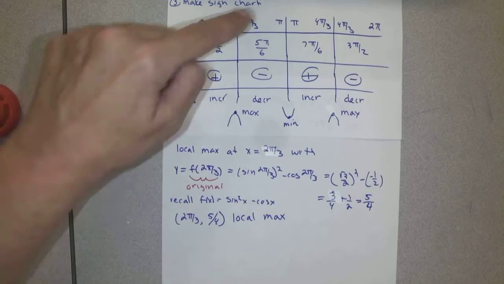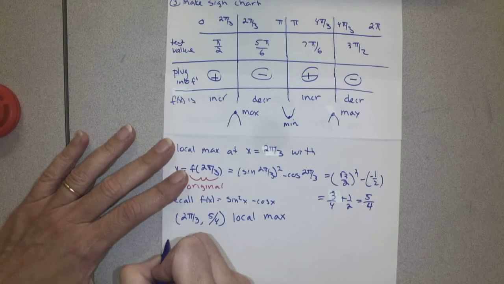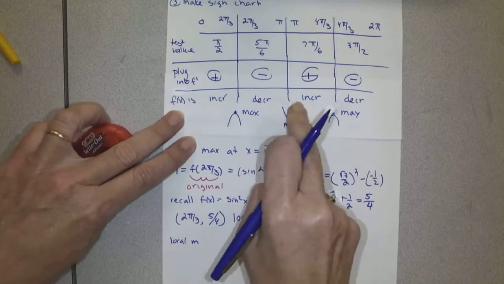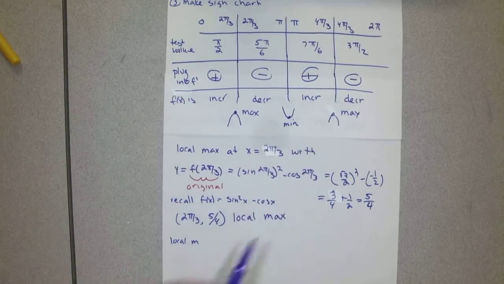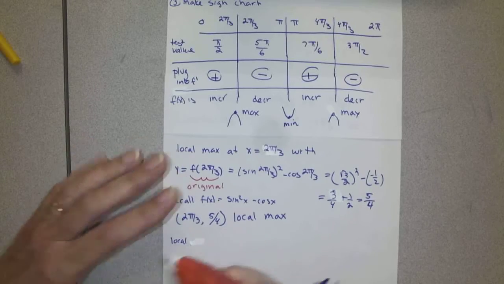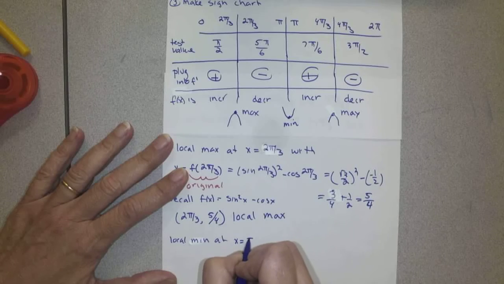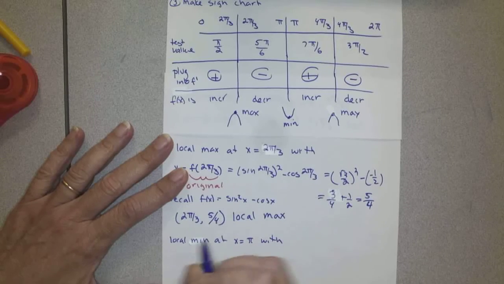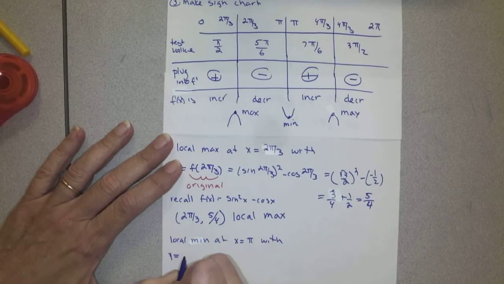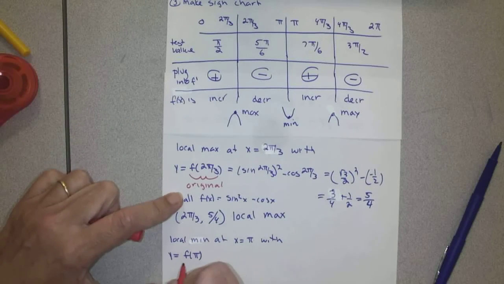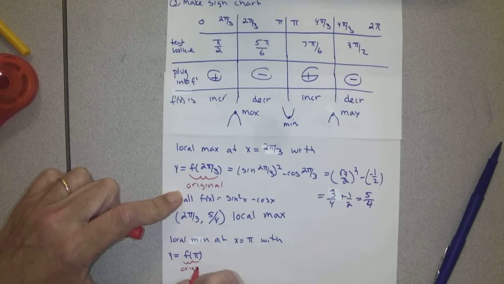So moving on to x equal pi. We have a local min, excuse me, at x equal pi. We had to have a minimum. At x equal pi, there's a local minimum with y equal f of pi. Y coordinates are always the original function.